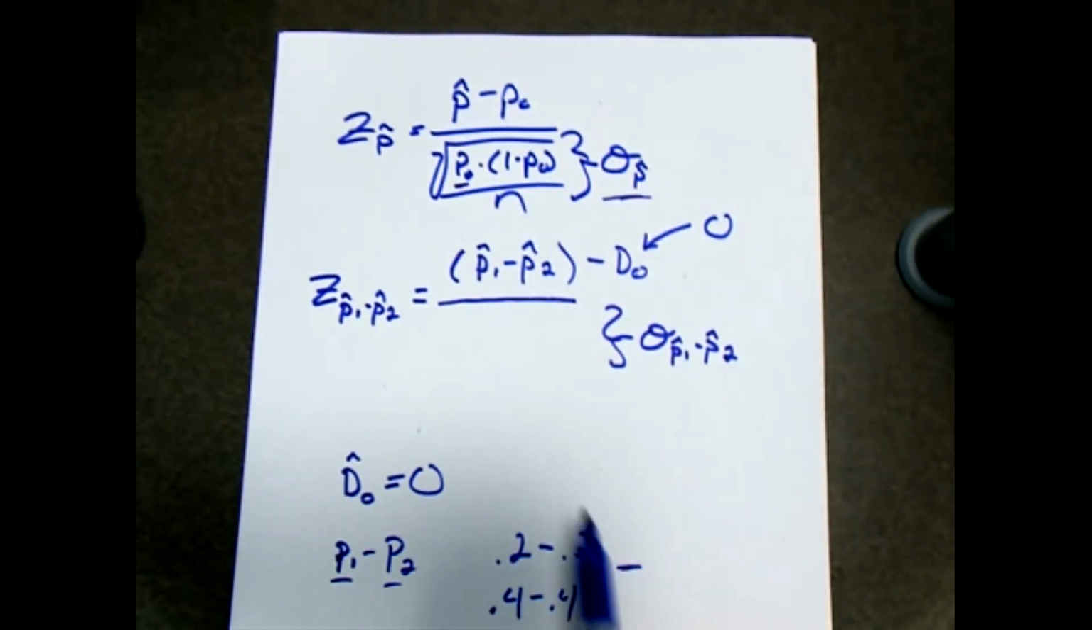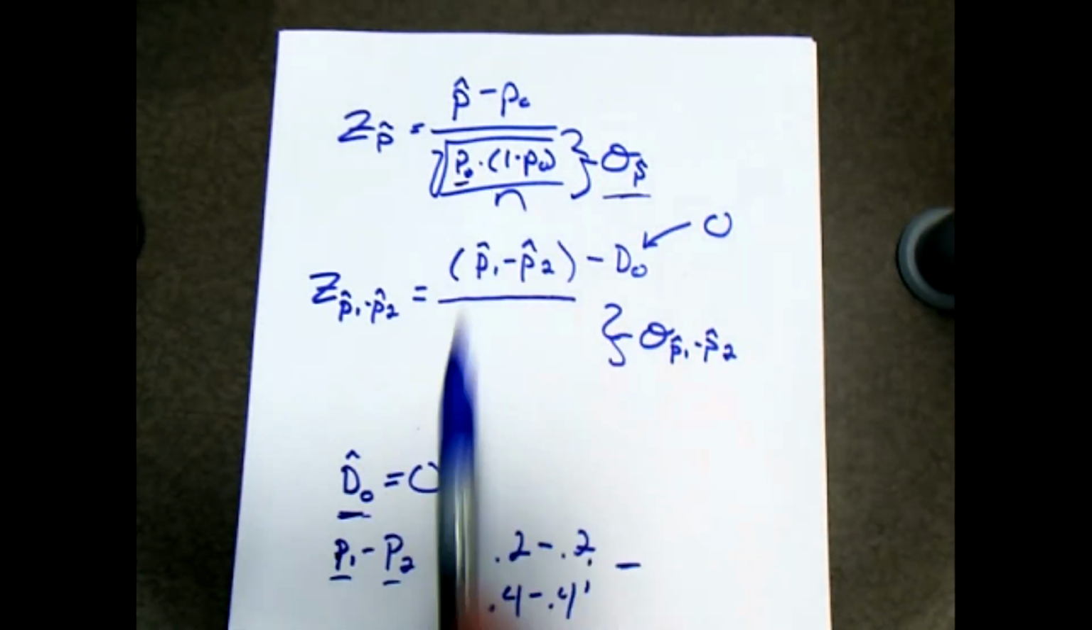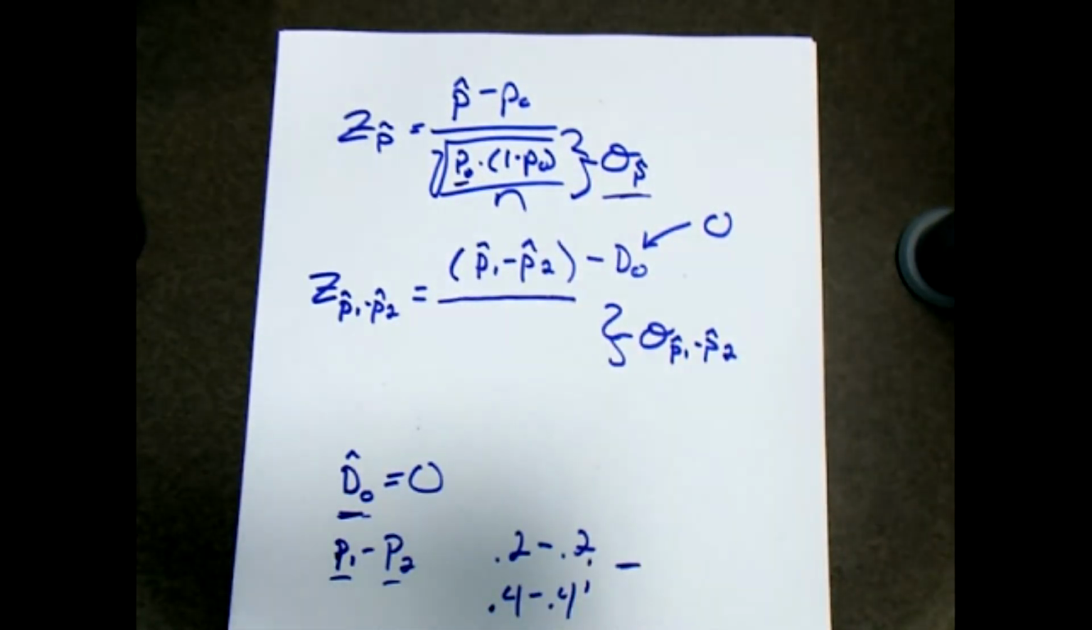The problem is now all we have is an assumed true difference. So if I have the assumed true difference of 0, the proportions could be 0.2 and 0.2, 0.4 and 0.4, any two values that are the same. But if these change, that would actually influence the variance of each sample proportion.